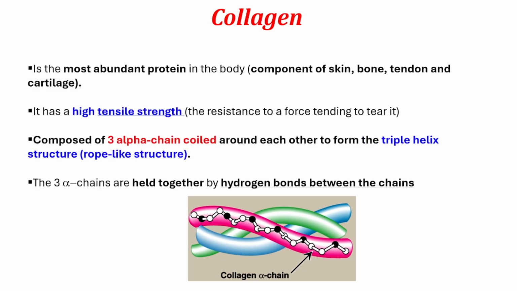Okay, collagen. Collagen is the most abundant protein fiber in our body. You will find collagen in every part of our body: in the hair, in the skin, in the bones, in the tissue, in the teeth. Everywhere we have collagen. So it's the most abundant protein fiber in our body, and it provides what we call tensile strength.